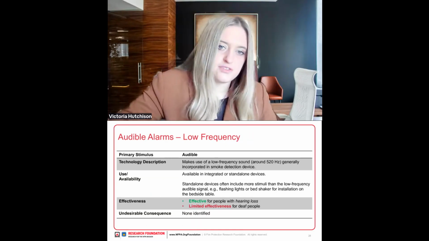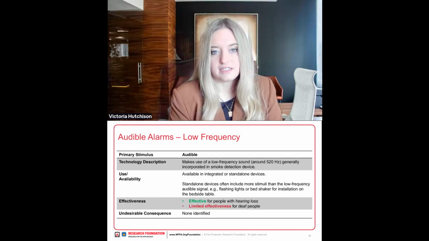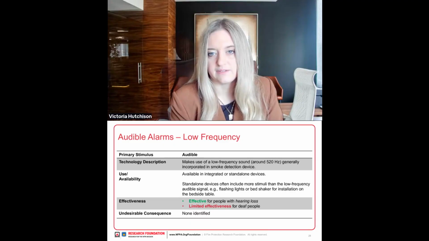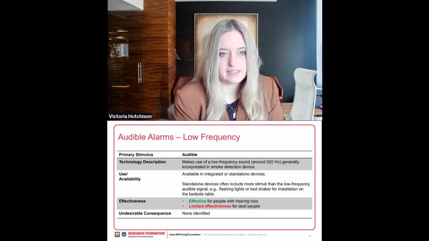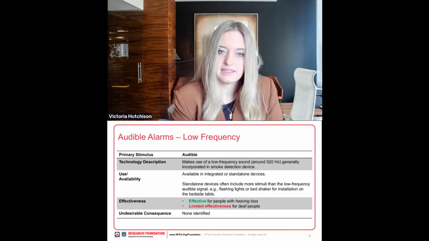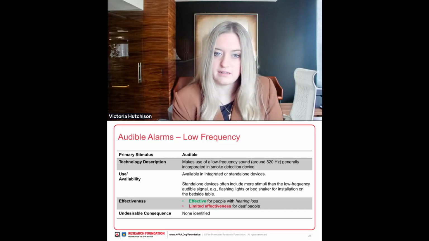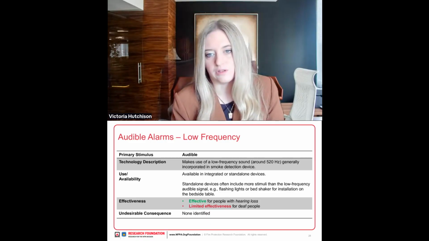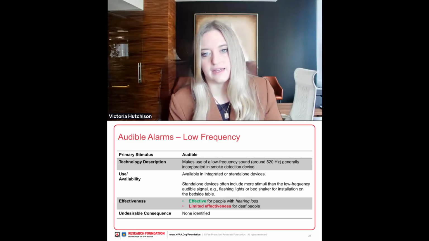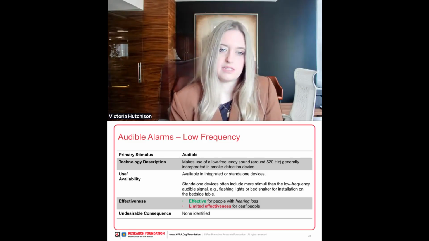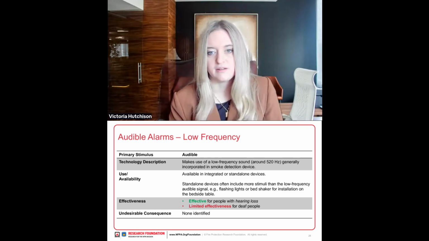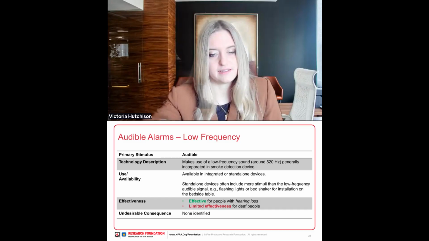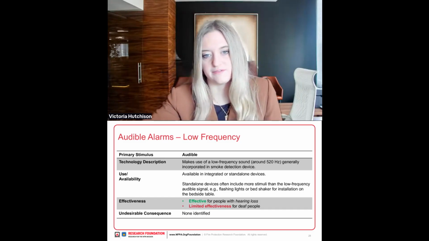Moving on to low frequency: the technology makes use of low frequency sound, around 520 hertz, integrated into a smoke detection device. In terms of use and availability, it is available in integrated or standalone devices, but a lot of times those standalone devices include more than one stimulus other than the low frequency tone, which could be a flashing light, a bed shaker, or other things. The research is very supportive of its effectiveness for people with hearing loss.